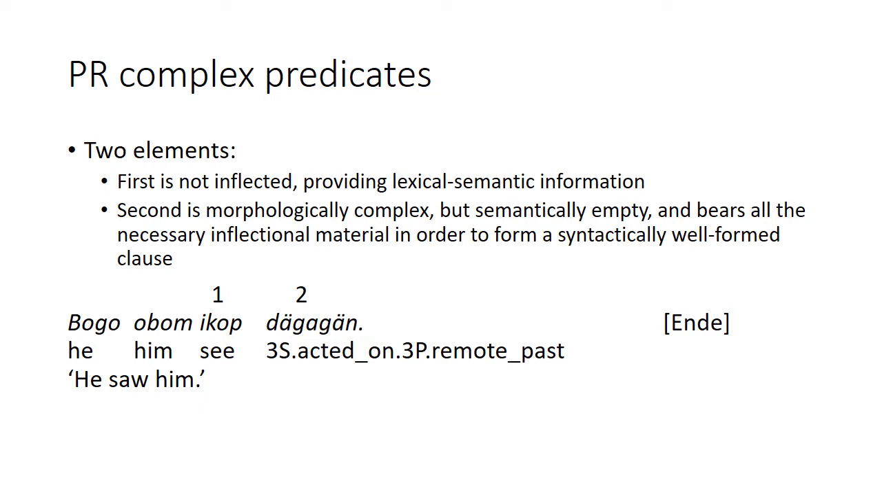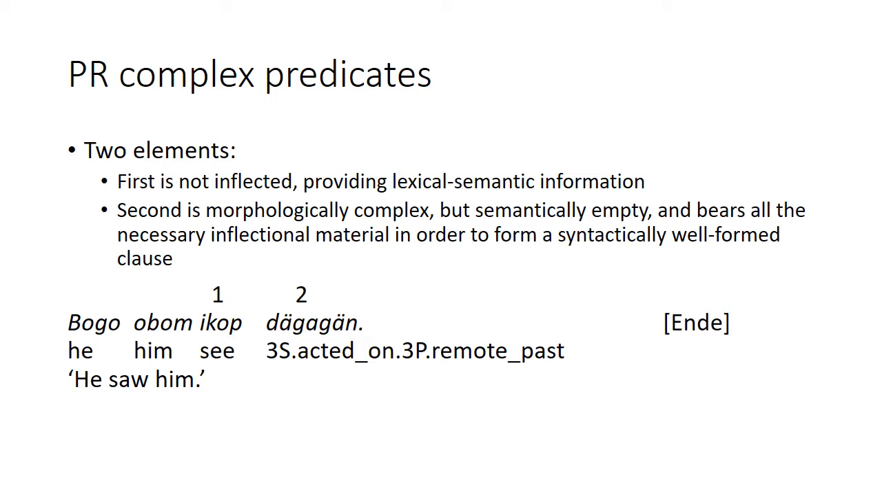On this slide, you see an example from Ende. The example reads, Bogo obom ikop tegagan. Now, this phrase involves first bogo, meaning he, obom, meaning him. So this is an SOV type construction. And then you see two elements.